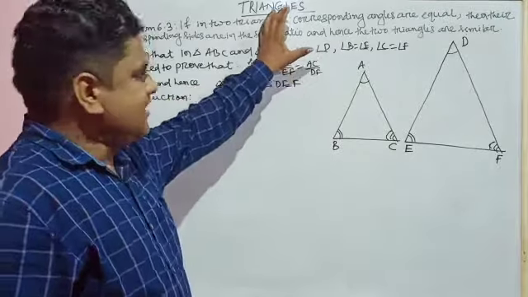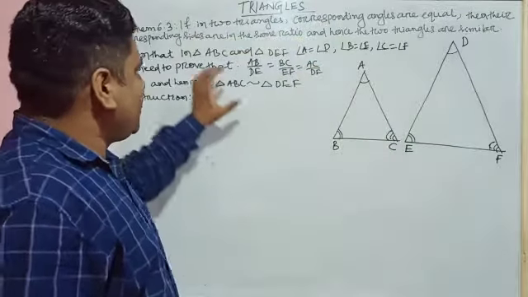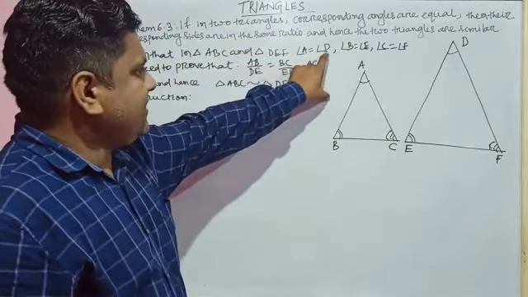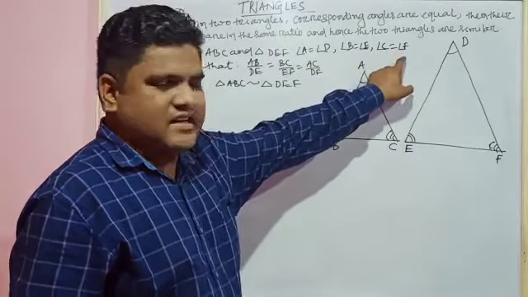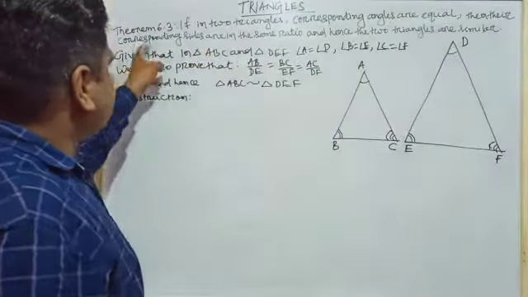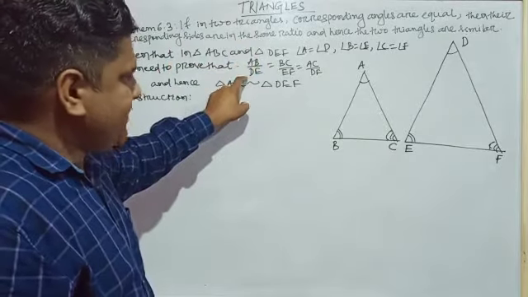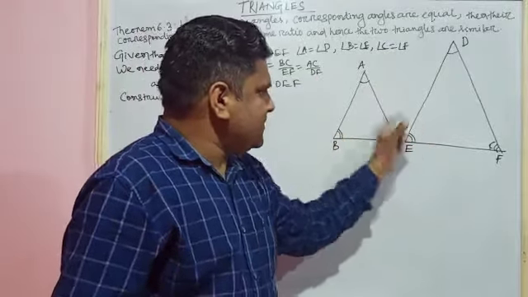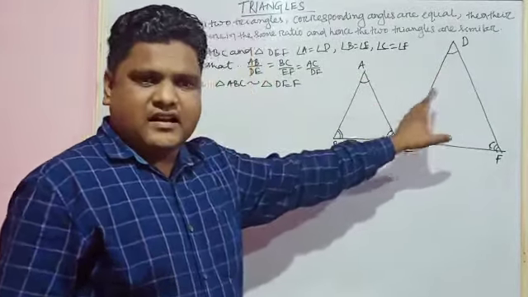Once again, see the statement. If in two triangles corresponding angles are equal, so we have written, given that in triangle ABC and DEF, angle A is equal to angle D, angle B and angle E are equal, angle C and angle F are equal. We need to prove that AB by DE equal to BC by EF equal to AC by DF, and hence these two triangles are similar.